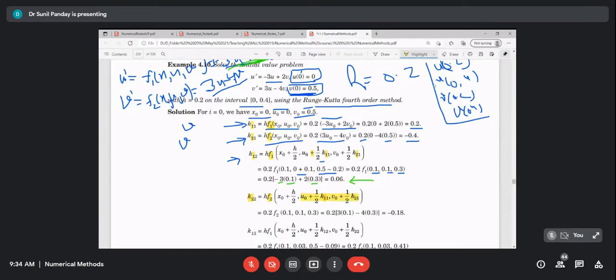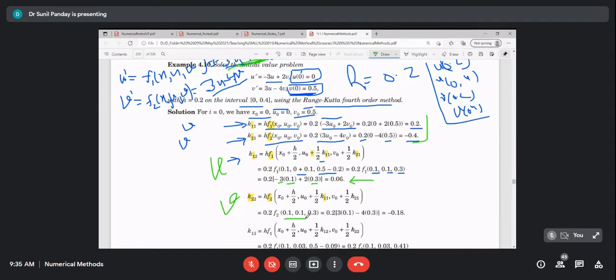So if you remember the formula for one initial value problem, again this is the same kind of formula. Instead we have two dependent variables u and v. Here we are calculating for u, and now we are calculating for v. So k22 is h of f2 x naught plus h by 2, u naught plus k11 by 2, v naught plus k21 by 2, and these are the values for k11 and k21.